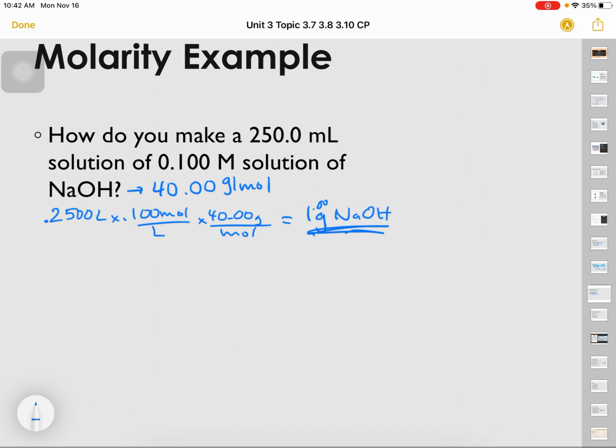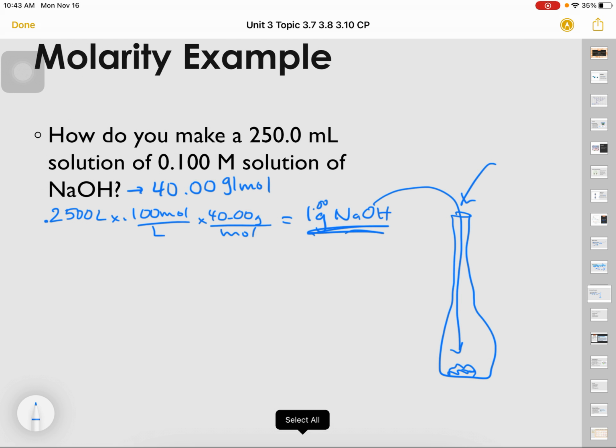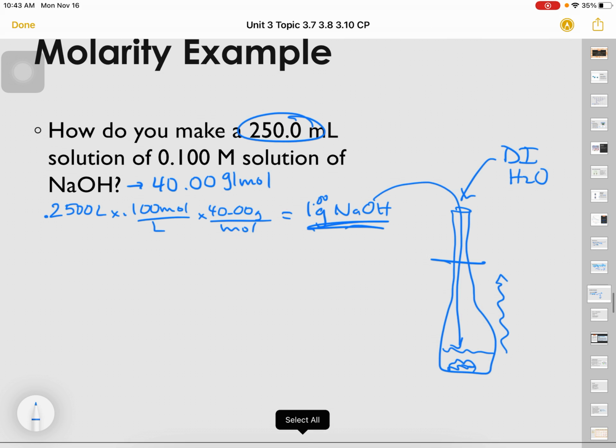So what would I do? I would measure out 1 gram of sodium hydroxide exactly. I would pour that powder into the bottom of my volumetric flask. I would add distilled water, just a little bit, and swirl it around to dissolve it. And then I would make sure my flask is a 250 milliliter flask. And then I would continue to fill with DI water up to that mark.